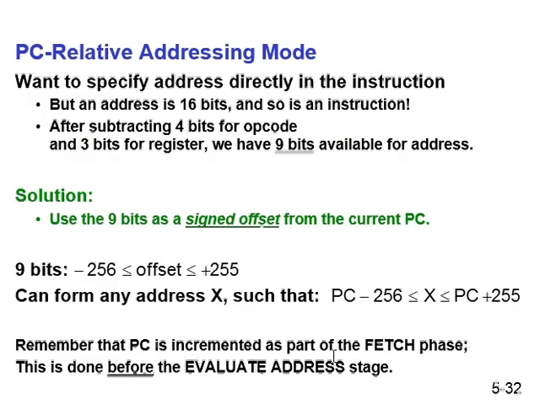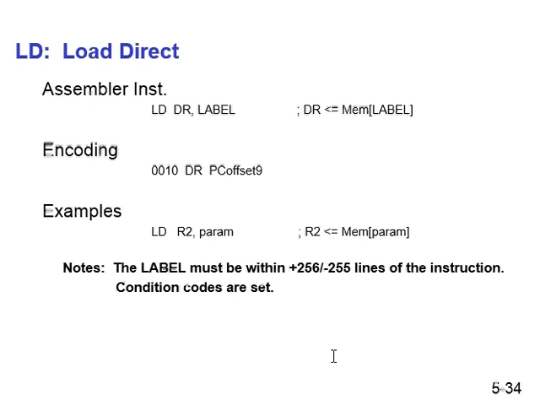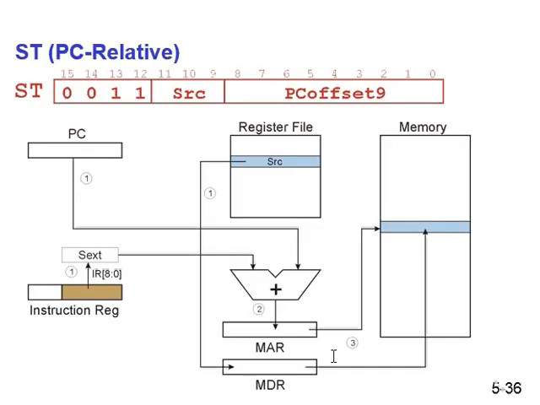With PC-relative addressing mode, you use PC as a base. So at the top we have LD, and ST. Over here, we use PC as a base, and if you want to get the address of a location, we use PC as a base and the value in the PC offset 9 field, and we can build the address of a location.